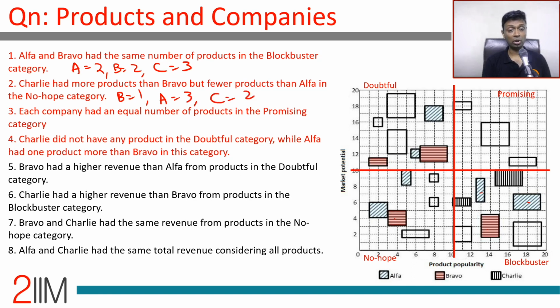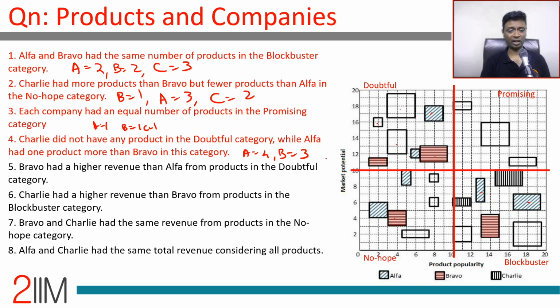Each company had an equal number of products in the promising category. Wonderful. 1 Alpha, 1 Bravo, 1 Charlie. Charlie did not have any product in the doubtful category, while Alpha had 1 product more than Bravo. So in the doubtful category, there are 1, 2, 3, 4, 5, 6, 7. No Charlies. 1 more Alpha than Bravo. So Alpha is 4, Bravo is 3. Wonderful. So we have filled in the numbers in each plot.